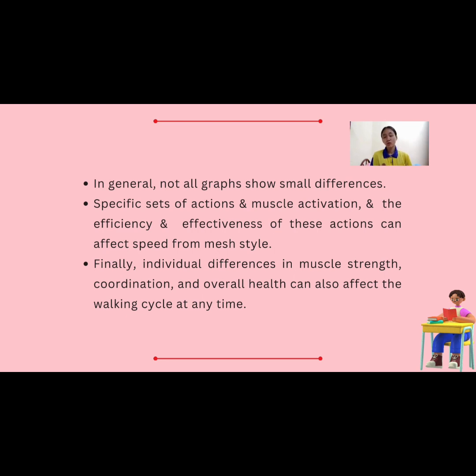Finally, in general, not all graphs show small differences for our groups. A specific set of actions and muscle activation, and the efficiency and effectiveness of these actions, can affect speed. The last one, individual differences in muscle strength, coordination, and overall health, can also affect the walking cycle at any time.